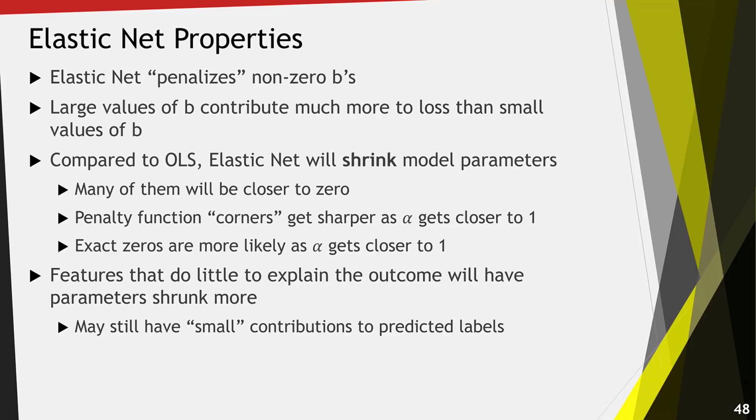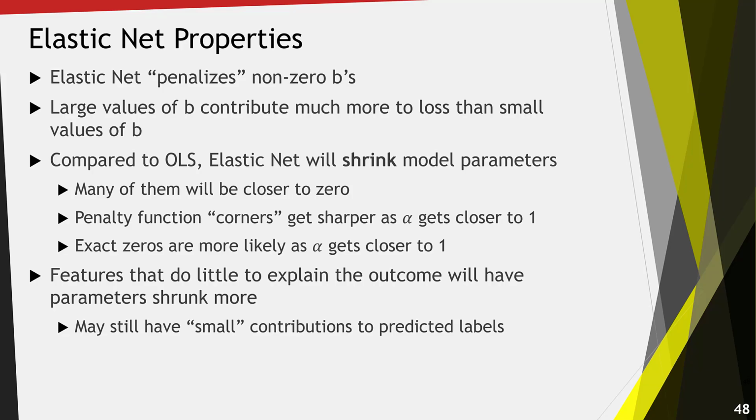So what does this imply for the properties of the elastic net? It's going to penalize non-zero values of the b's, just like the lasso and ridge regression. Large values of b are going to contribute much more to that penalty than small values. Compared to OLS, the elastic net will shrink model parameters. Many of them are going to be closer to 0. The penalty function corners get sharper as alpha gets closer to 1. And what that means is if alpha is close to 0, you can expect very few 0 parameters. As alpha gets closer to 1, you can expect more and more exact zeros in your parameters.